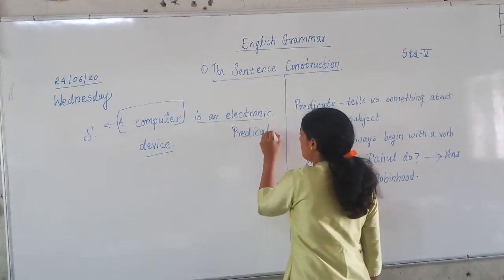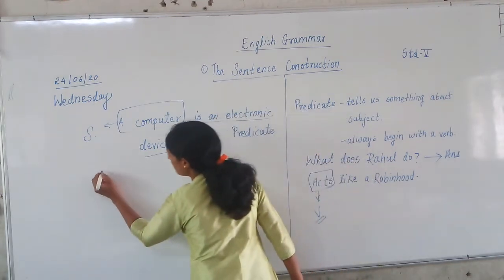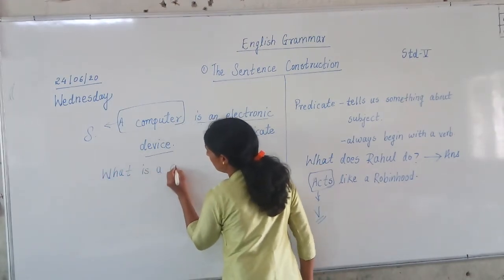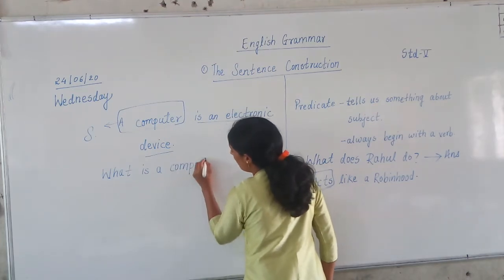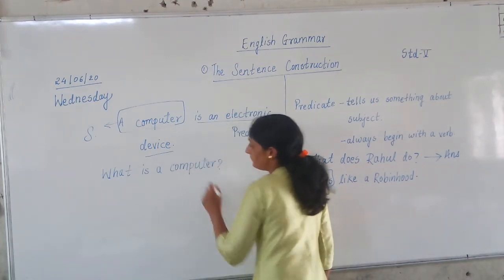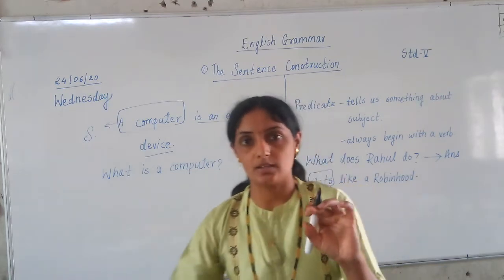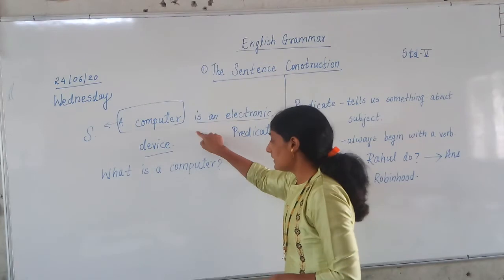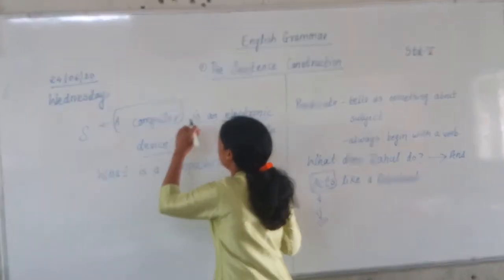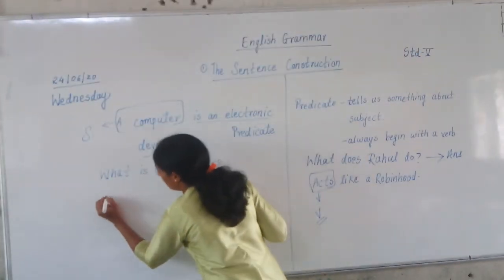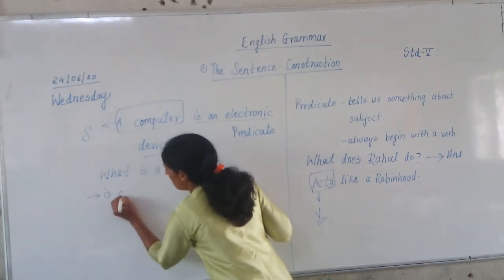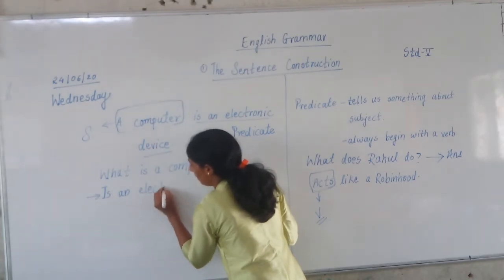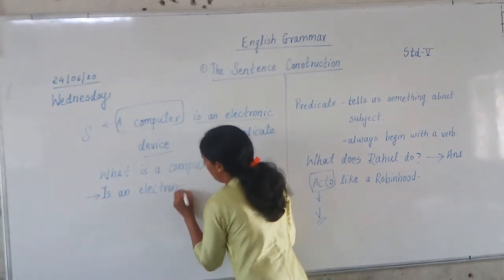If I ask you the question, what is a computer, what answer will you give me? Now you have to start your answer with a verb. Okay. You don't have to write your answer in a full sentence. Only you have to start your answer with a verb. What is a computer? You have to write down the answer from here. The answer is: is an electronic device.